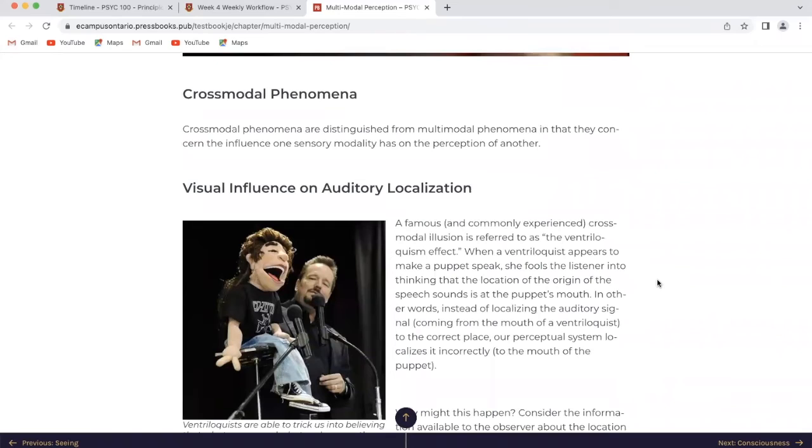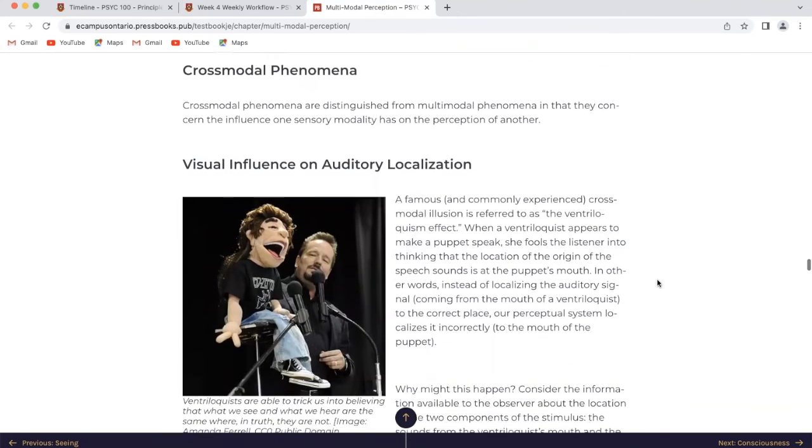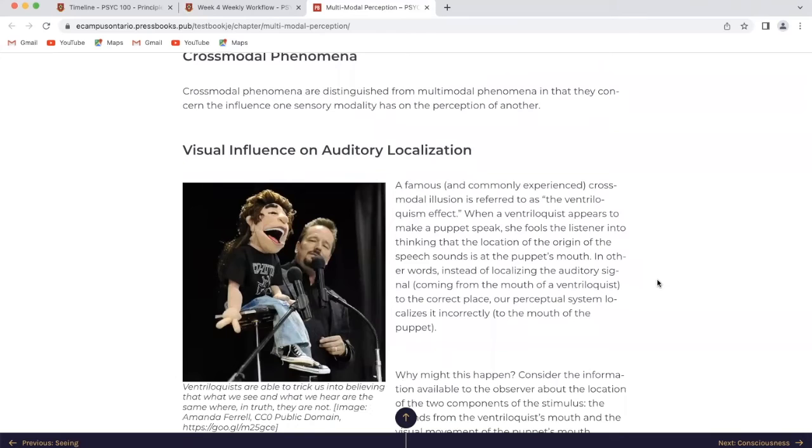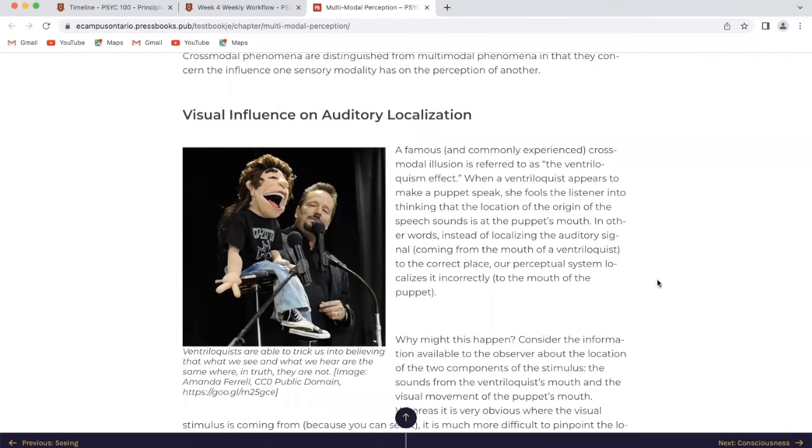Next is crossmodal phenomena. Crossmodal phenomena are distinguished from multimodal phenomena in that they concern the influence one sensory modality has on the perception of another. Visual influence on auditory localization. A famous and commonly experienced crossmodal illusion is referred to as the ventriloquism effect. When a ventriloquist appears to make a puppet speak, she fools the listener into thinking that the location of the origin of the speech sound is at the puppet's mouth.